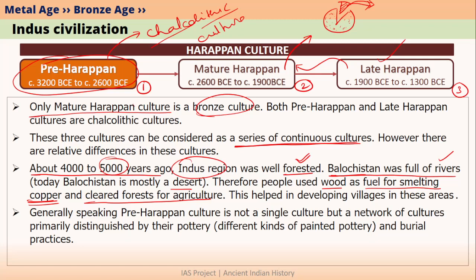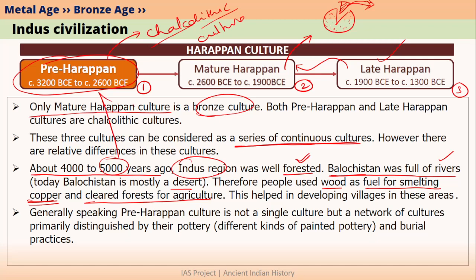Similarly, it also applies for Thar desert. Today, Thar desert is a sandy desert. However, during that time, Thar desert was not completely a desert. Many rivers were flowing in this area. Similarly, in the Balochistan region also, today it is a desert. But almost 5000 years ago, that is during the time of pre-Harappan phase, this region was not a desert.